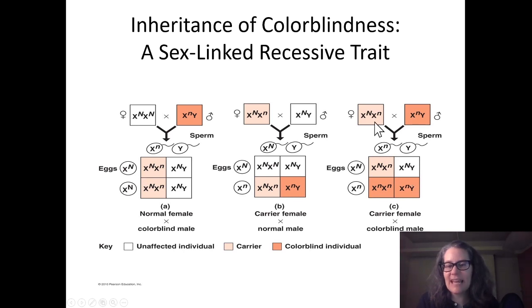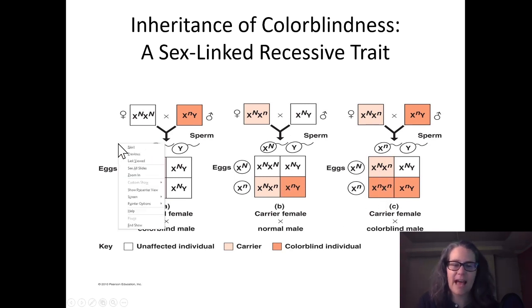Versus this one, if you have a carrier with a colorblind male, this is the case where you could get some females with colorblindness, right? So this is the only way, and even then it's like 50%. So it's still quite rare that would happen.